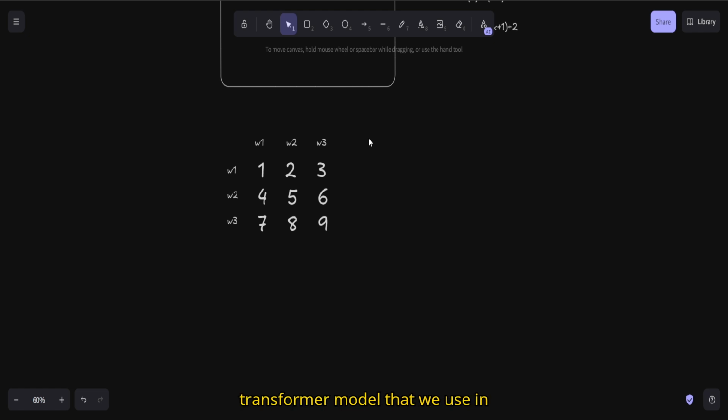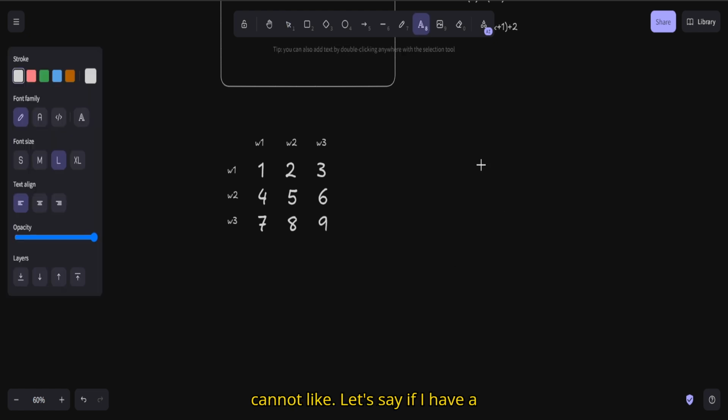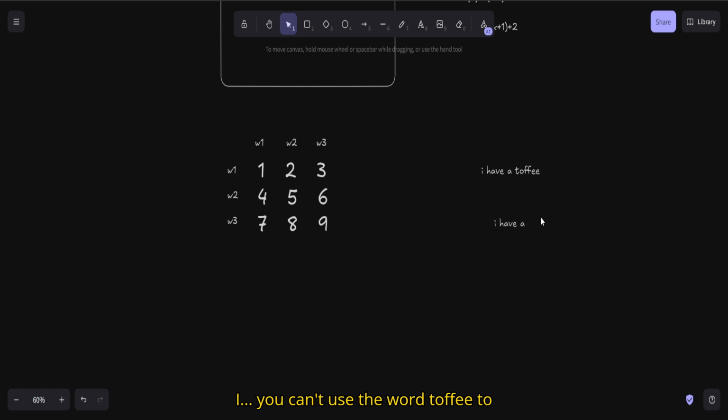The original transformer model that we use in Attention Is All You Need is an auto-regressive model. What does an auto-regressive model mean? It means it can only predict any data using the data from earlier. Let's say I have a sentence, I have a toffee. If I give you an input of I have a, you can't use the word toffee to guess the word toffee. You have to use the words I, have, and a for that.